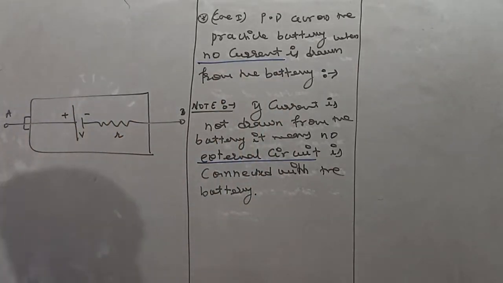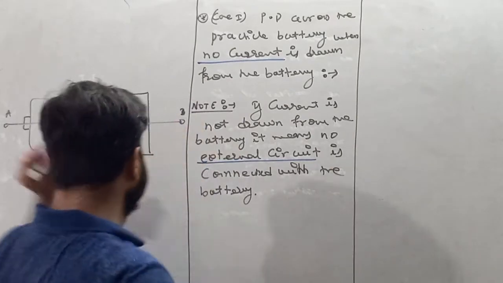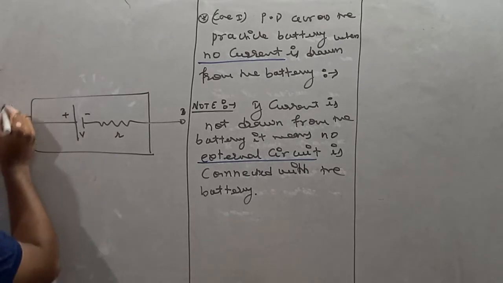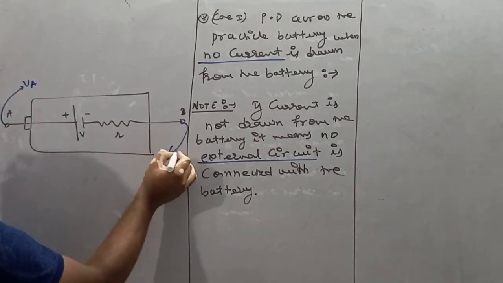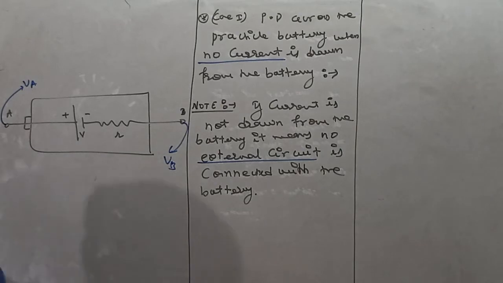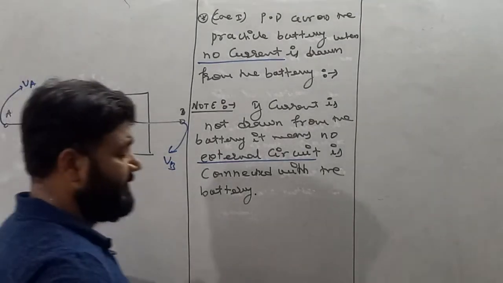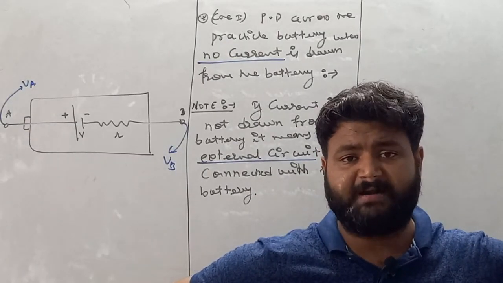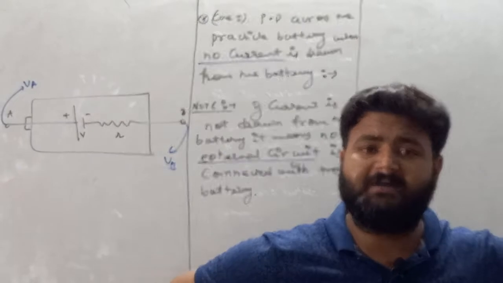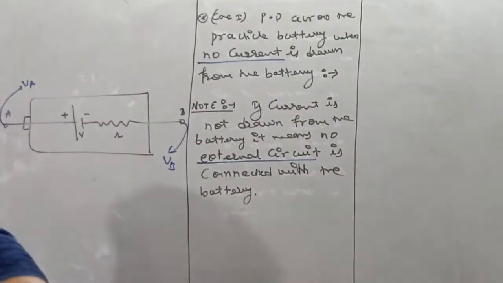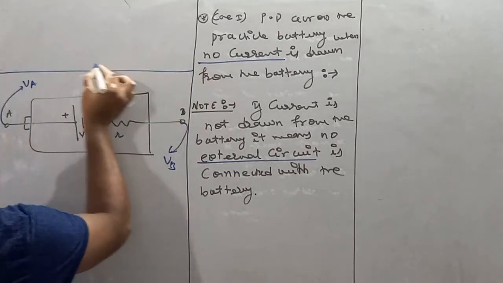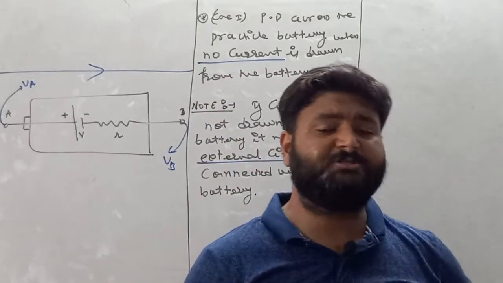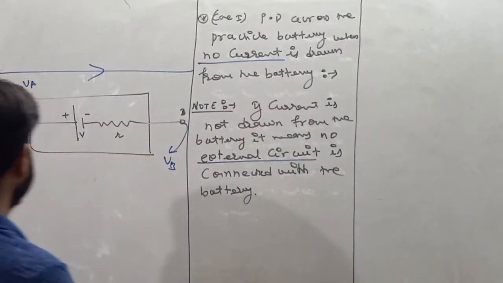Now see, in this situation we are calculating the potential difference across this battery. So see, my dear student, let's suppose the potential of point A is VA and potential of point B is VB. So basically in this situation, I am finding potential difference across the practical battery when no current is drawn from the battery, meaning the battery is not connected with any external circuit. So let's suppose I am moving from point A to point B. See, my dear student, here I am applying Kirchhoff's loop, you can say Kirchhoff's open loop law.